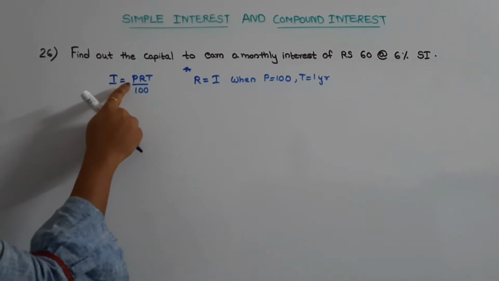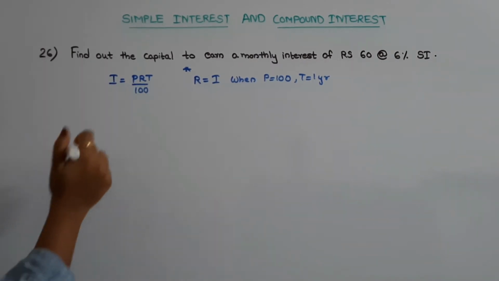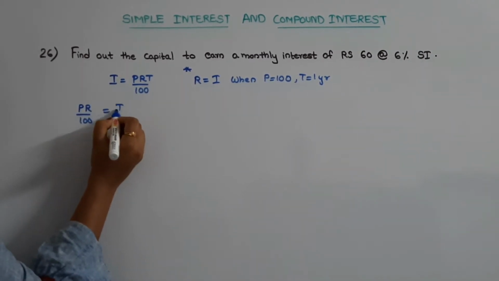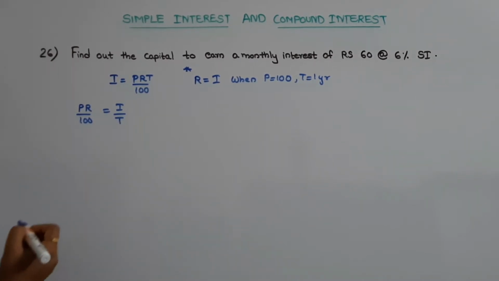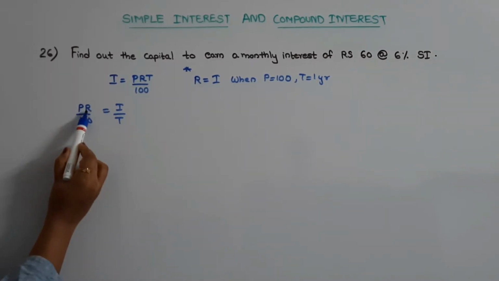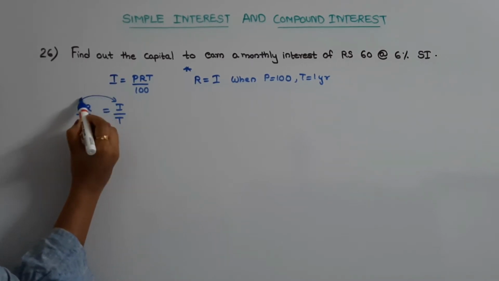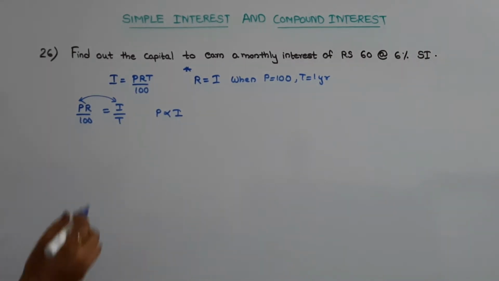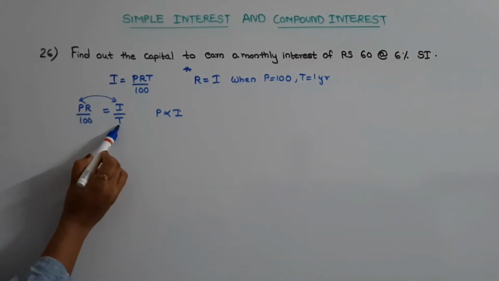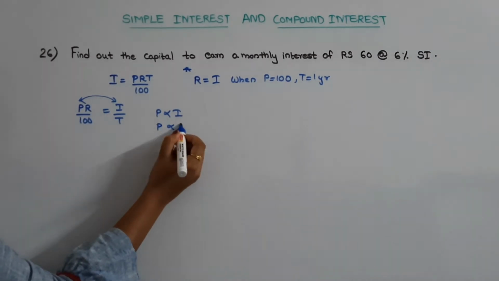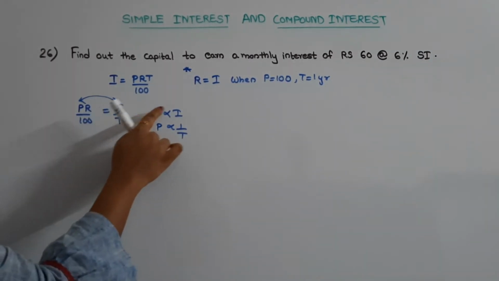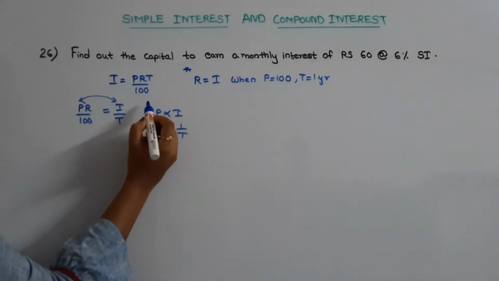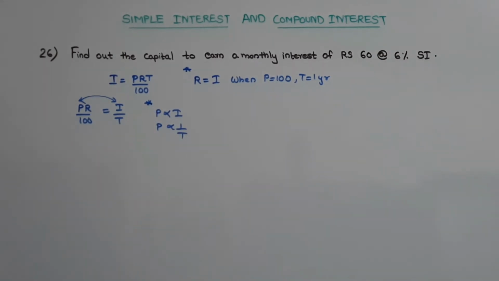Now we know that interest is equal to PRT by 100. So this we can write as PR by 100 is equal to interest by time period. So from this, for a particular value of rate of interest, principal will be directly proportional to the interest, and this principal will be inversely proportional to the time period. Principal is directly proportional to the interest and is inversely proportional to the time period. This is the second point which you need to keep in your mind.